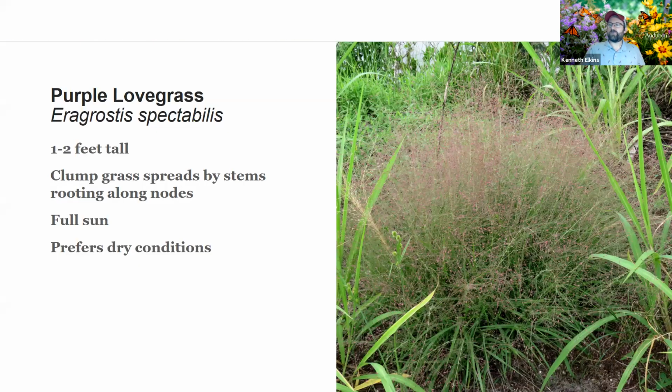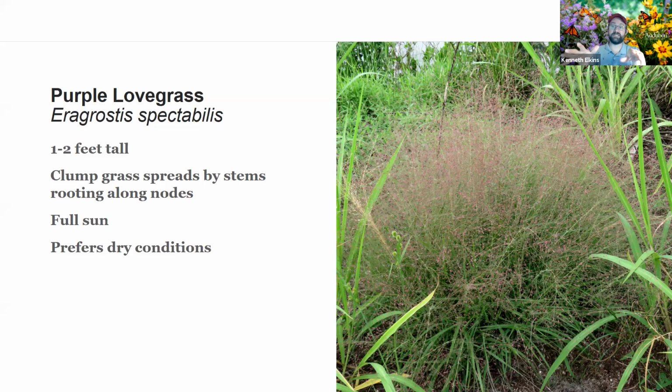Another pretty grass is the purple love grass. And I had to look this up. It probably isn't on a lot of people's nursery wish lists, but it's a shorter grass, only 1 to 2 feet tall. It's a clump grass, but it doesn't spread by rhizomes like a lot of the other grasses. Instead, if the stems reach the ground, it will node and regrow from the stems touching the ground.